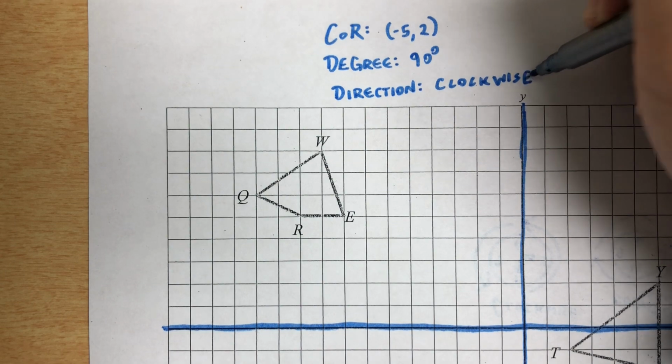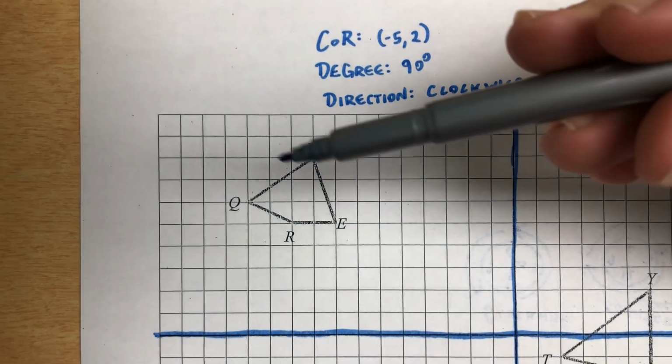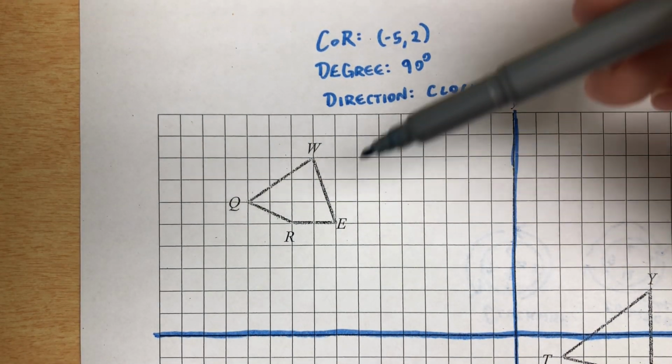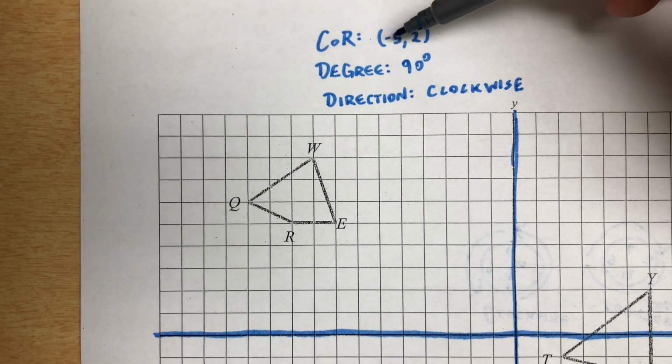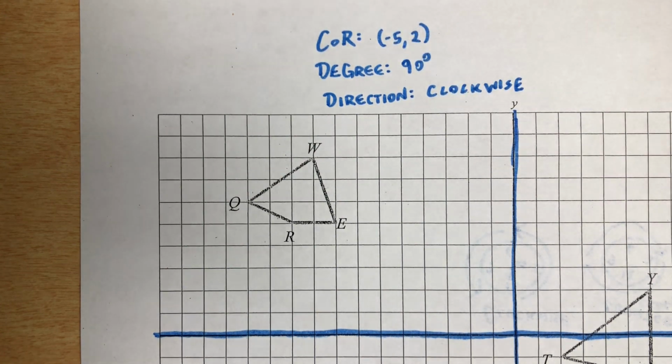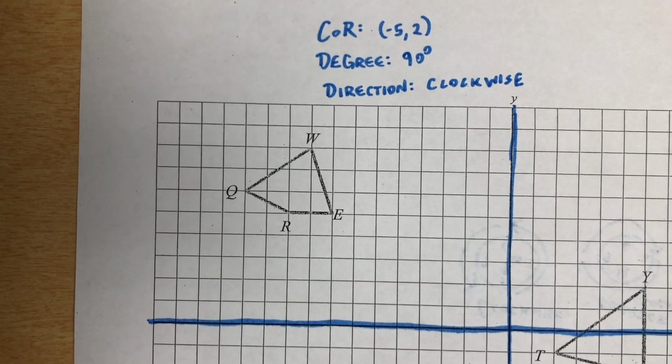All right, and this is what the problem would say. It would say rotate QWER around the point (-5, 2) 90 degrees clockwise, and that's all I would have to say. All right, and here's how you do that with patty paper.